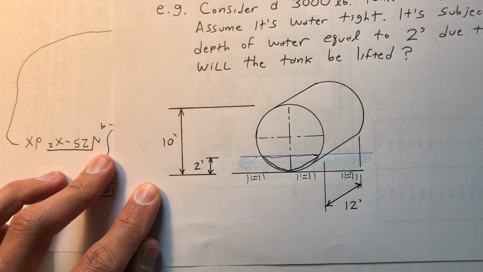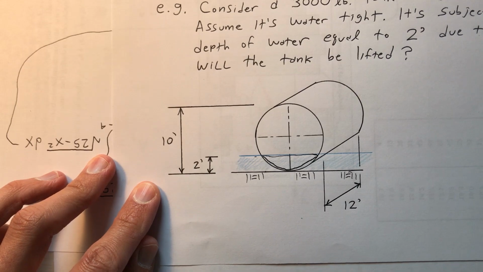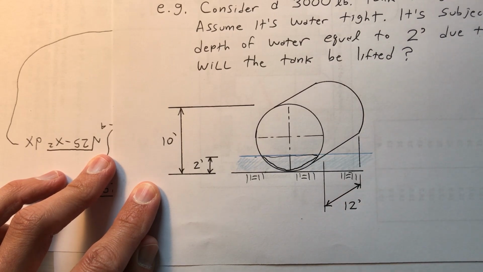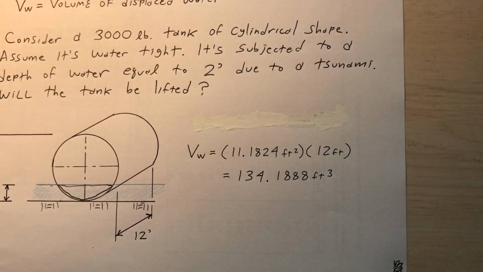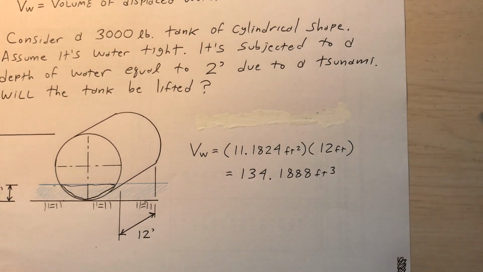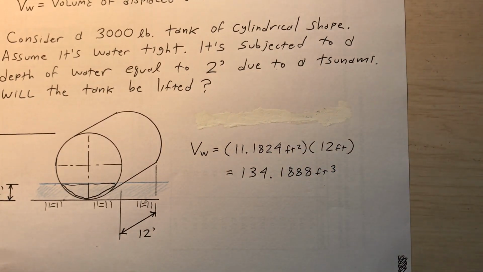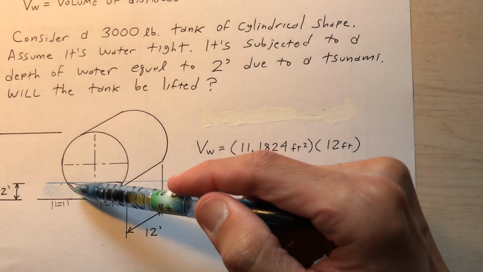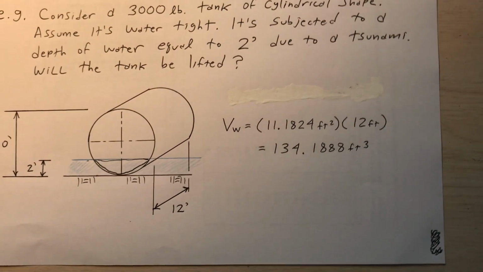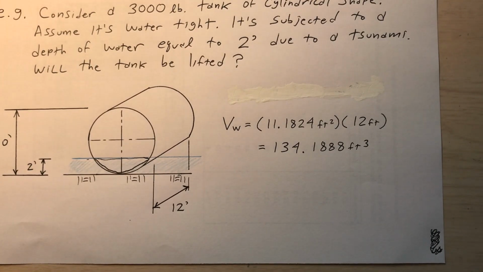I just calculated it. So to calculate the amount of water displaced, that is the volume of the water displaced, I'd have to multiply this area, which I just calculated, by the length of the tank, which is 12 feet. So in doing so, I'm calculating the amount of displaced water. I need that to calculate the buoyancy. So I calculate the volume of water that's displaced, the 11.1824 square feet that I just calculated. That's this cross-sectional area times 12 feet. So I'm getting 134.1888 cubic feet. So that's the volume of the water that's displaced by this tsunami water.